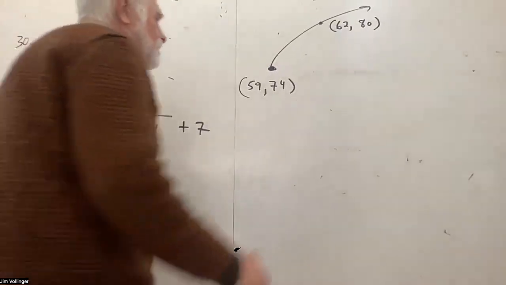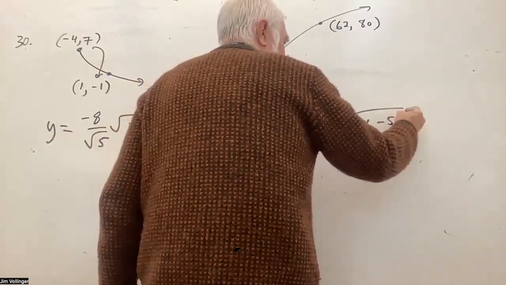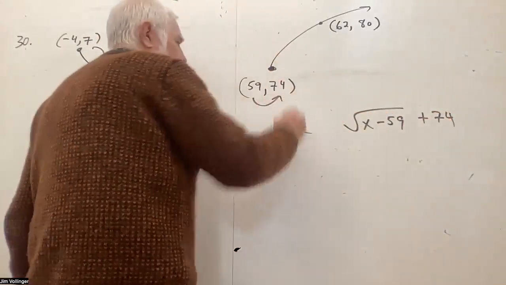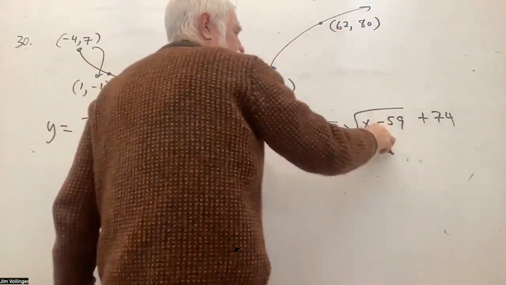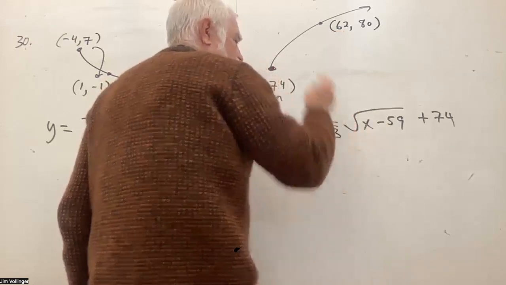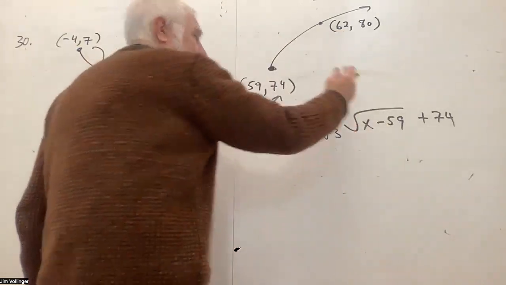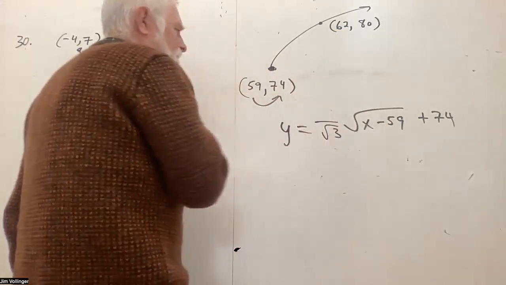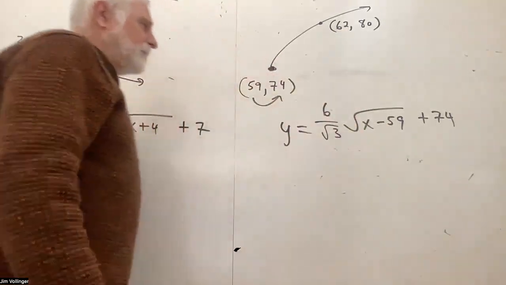You can see everything there. Square root of x minus 59 plus 74 gives me the correlation I want and the signature type of graph. I drop in a 62. I got to get rid of the square root of 3. That's the change, and that's the operational change. And from 74 to 80, that's up 6.